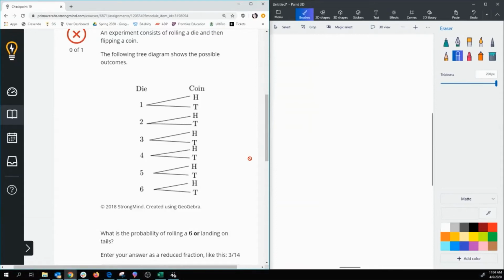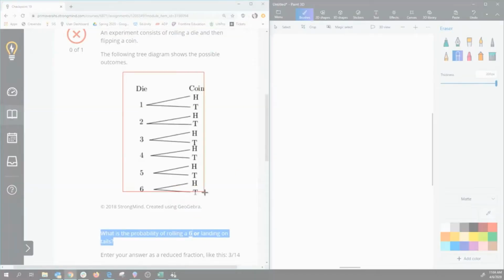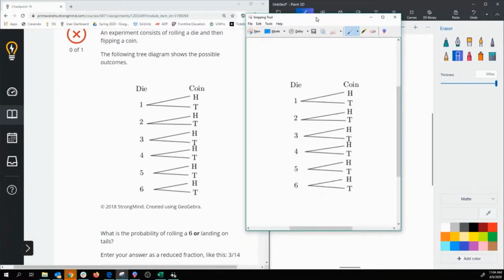Okay, so first question for checkpoint 19 says that an experiment consists of rolling a dice, then flipping a coin, and the following tree diagram shows all the possible outcomes. We want to know what is the probability of rolling a 6 or landing on tails. So for this problem, I can either roll a 6 or I can land on a tail. Whenever you see the word or, that means at least one of those has to happen.